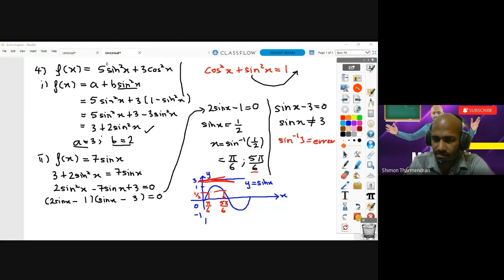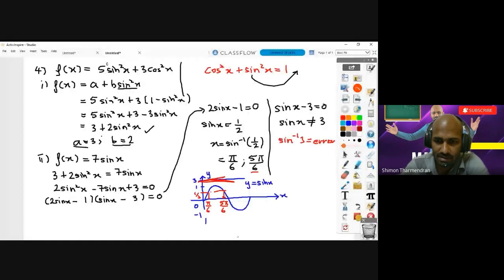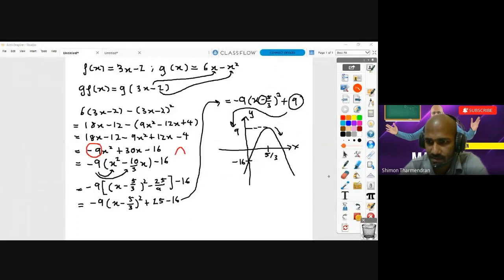So now we have to look at the range. Always fall back on the graph, because range is your y-axis. If you understand how the graph looks, it leaves a big burden off your shoulders.